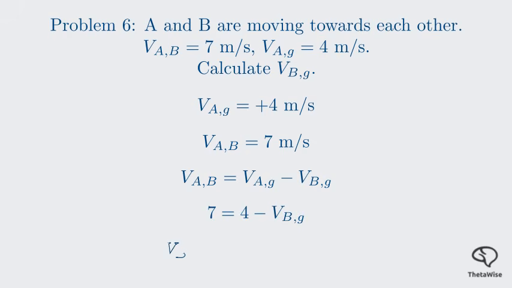To do that, we can rearrange the equation. If we add v of BG to both sides and subtract 7 from both sides, we get v of BG equals 4 minus 7, which is negative 3 meters per second. The negative sign here is crucial. It tells us that our initial assumption of A being positive was correct, and B is moving in the negative direction.